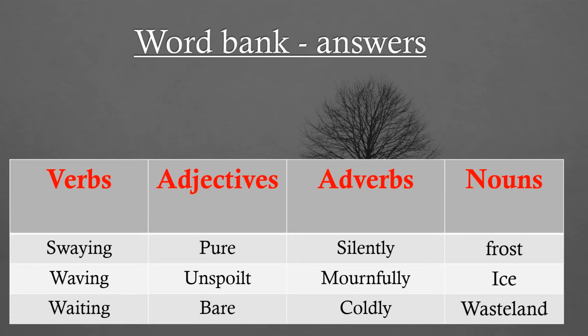Adjectives, we have pure, unspoiled and bare. Adverbs, we have silently, mournfully, coldly. And nouns, we have frost, ice and wasteland. Now we're kind of keeping on a certain tone that's consistent with the actual picture, so that we're writing for the specific image rather than just writing something that we want to write about.